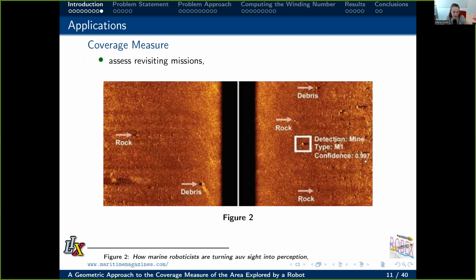As you can see, sonar imagery is very hard. And to classify a mine as a mine and not as a rock, for example, you need to be an expert. So when they are doing area covering missions, looking for potential threats, they don't want what we call mine-like objects to be covered only once, but many times to help in the classification process. So to assess these missions, it's also important to know the coverage measure.